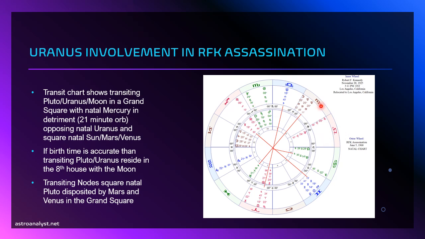The main thing that I see is this big grand cross, grand square, they call them grand cross too. It seems to be a signature of all three of the people that I'm looking at. There's this square that starts with transiting Uranus, Pluto, and the Moon, all pretty close to each other in the last decan of Virgo. That is opposing natal Uranus at 21 degrees. So that's a very strong aspect there.